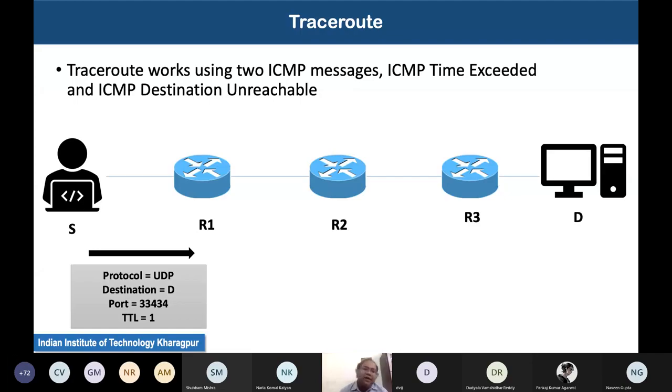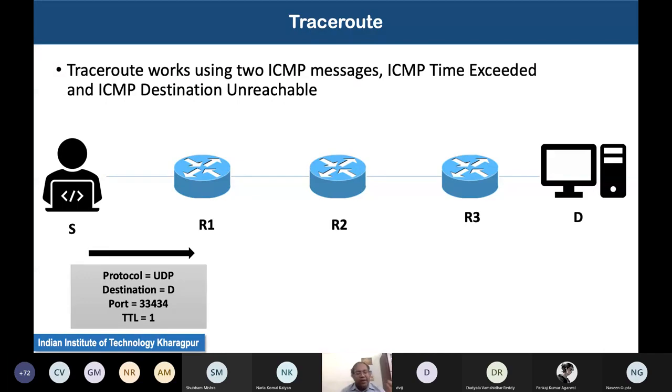What is the TTL field? The TTL field is the time to live. That means at every hop the TTL field is decremented, and if the TTL reaches 0, the router will drop the packet and send an ICMP message. So whenever you send TTL 1, after the packet is sent to the first hop towards the destination, TTL will become 0 and the packet will be dropped from there.